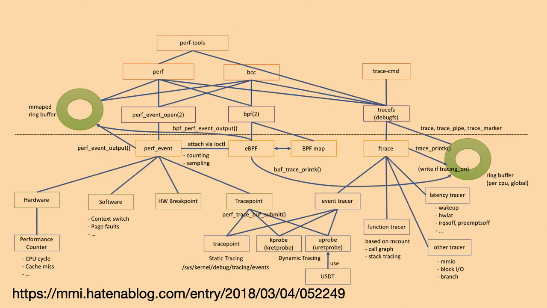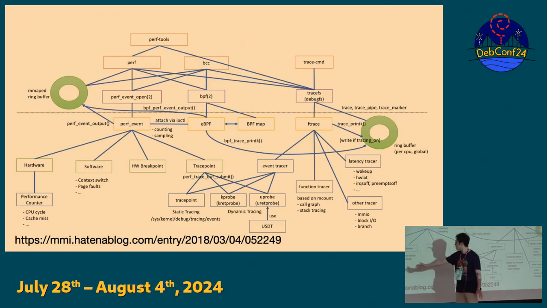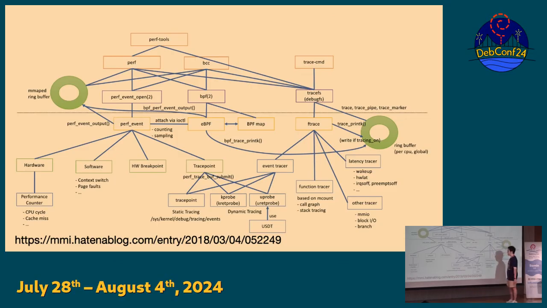This is the tracing event related Linux kernel internal diagram. So we focus on the perf_event option, and there is a variety of events. We sometimes call the software event a tracepoint. This event is derived from some ftrace-like subsystem.